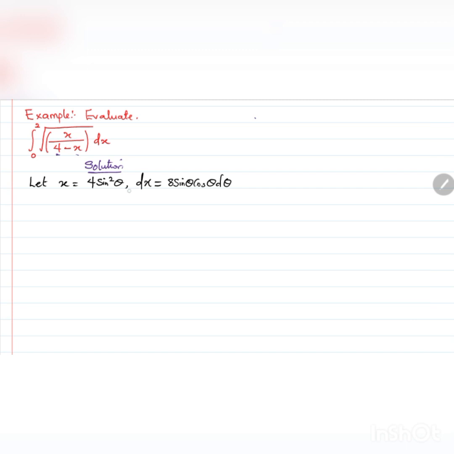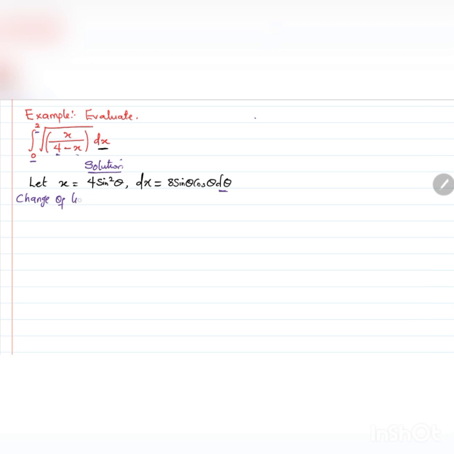Since I'm trying to use trig substitution, it means the variable is changing from with respect to x to with respect to theta. Then I have to look for my limits. I have to change them from with respect to x to with respect to theta. So I can say, change of limit.